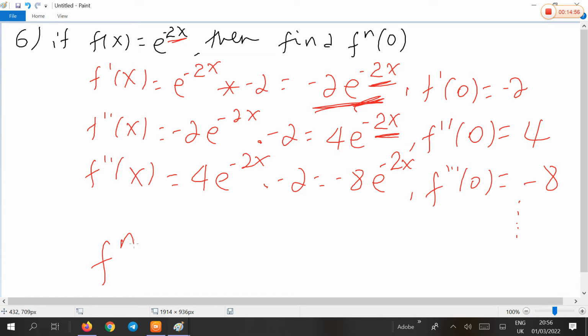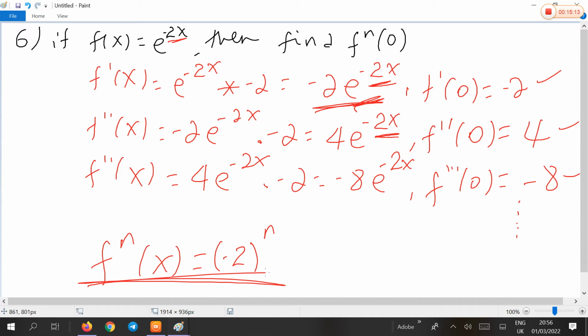So the nth derivative at x will be (minus 2) to the power of n times e to the power of minus 2x. Minus 2 to the power of 1 is minus 2. Minus 2 squared is 4. Minus 2 cubed is minus 8. So the nth derivative formula will be (minus 2) to the power of n.